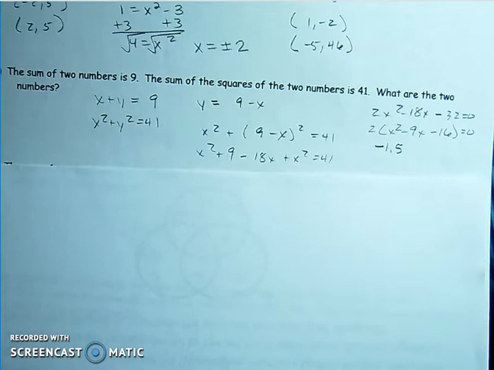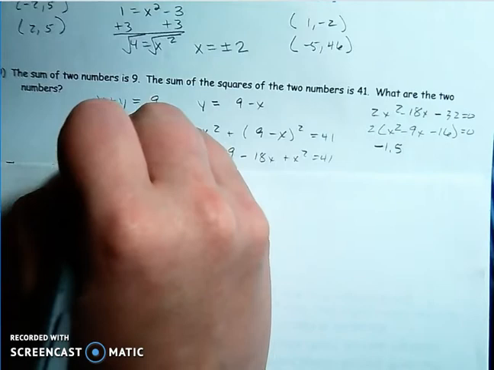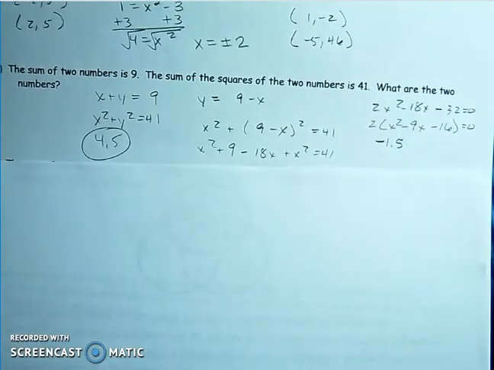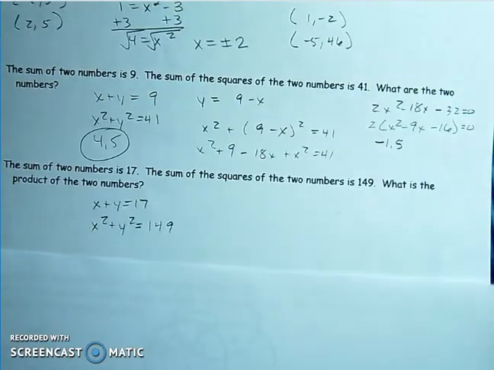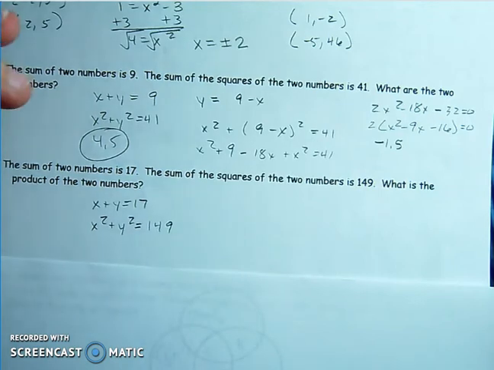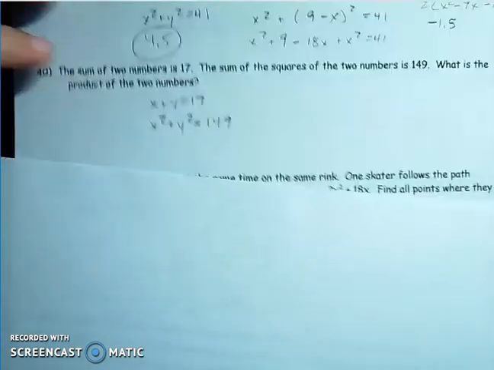Or if you are one of those people, you can also guess and check answers. So do 5 and 4, give me 9. So then 25 plus 16, there are my answers. So it will be 4 and 5 are my answers. The second one works out the same way. You just have the sum of two numbers is 17. The sum of their squares is 149. Again, you can guess and check, or you can use substitution, which is a long way.